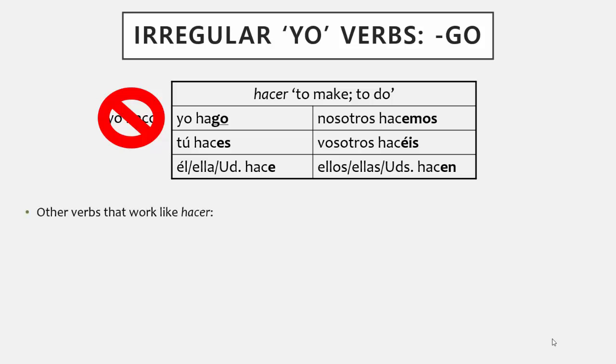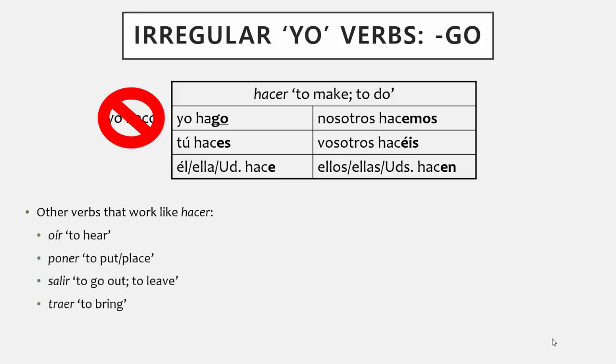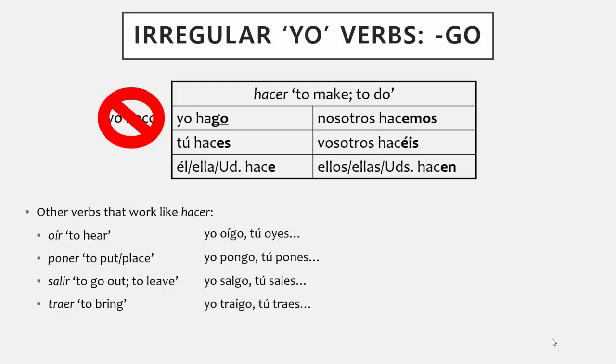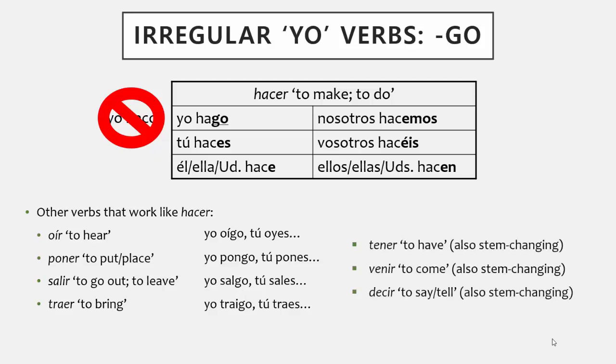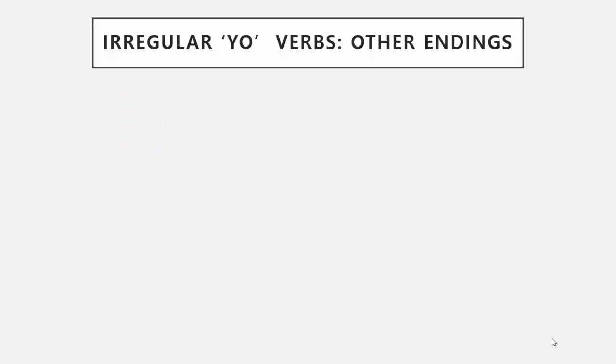There are some other verbs that work like hacer, and the list is not very long. Oír, poner, salir, and traer. In all of these cases, the yo form has the go ending, but the others conjugate like normal ER and IR verbs, respectively. There are 3 more that are considered go verbs: tener, venir, and decir. However, they all have stem-changing elements in the rest of their conjugations, so we will look at them in part 3. The other irregular yo verbs are not entirely irregular.